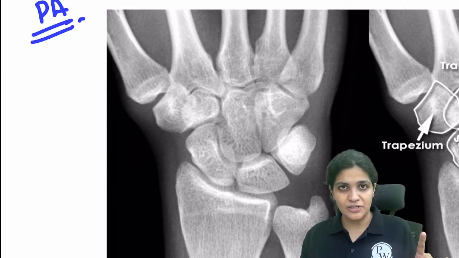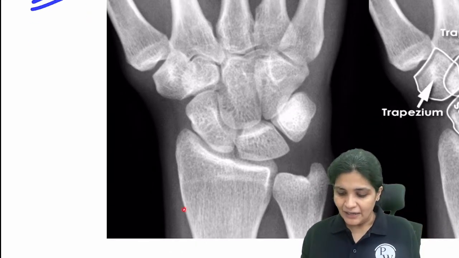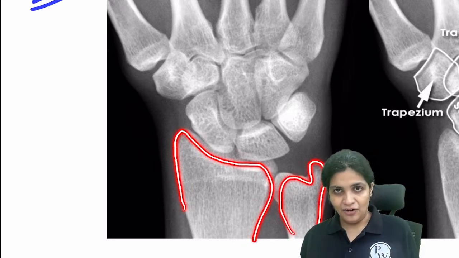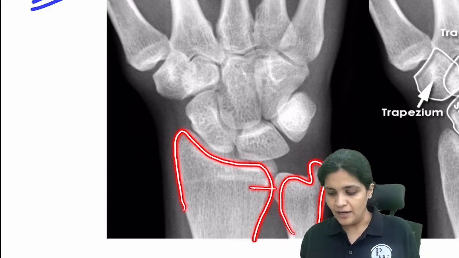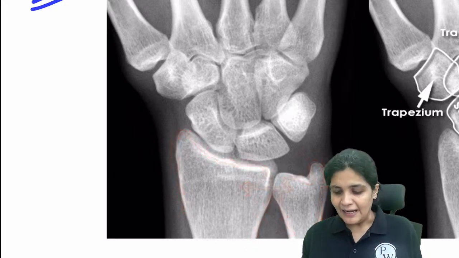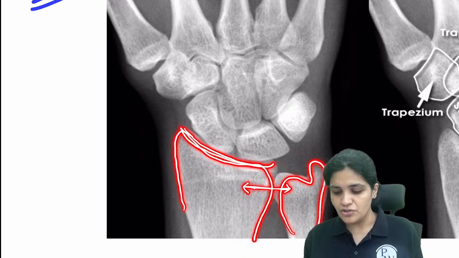So what are the structures you see on the X-ray? We start with the radius, right? Then the ulna. You start with the radius, radial styloid, ulnar styloid, distal radio-ulnar joint. So this completes the three things. And now comes the wrist joint. So this is your wrist joint.